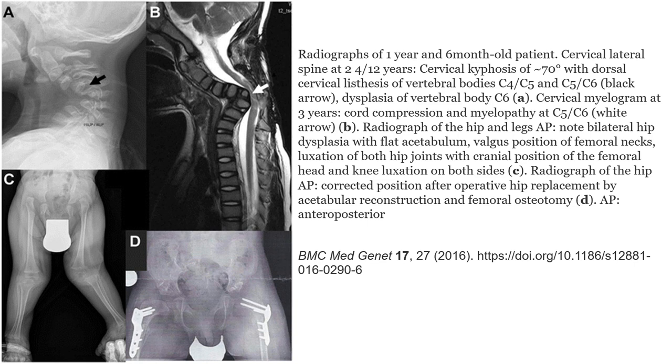Radiograph of a 1 year and 6 months old patient, cervical lateral spine at 2, 4, 12 years, cervical kyphosis of 70 degrees, with hypoplasia of vertebral bodies C4, C5, and C5, C6. Dysplasia of vertebral body C6, cervical myelogram at 3 years, cord compression and myelopathy at C5, C6.